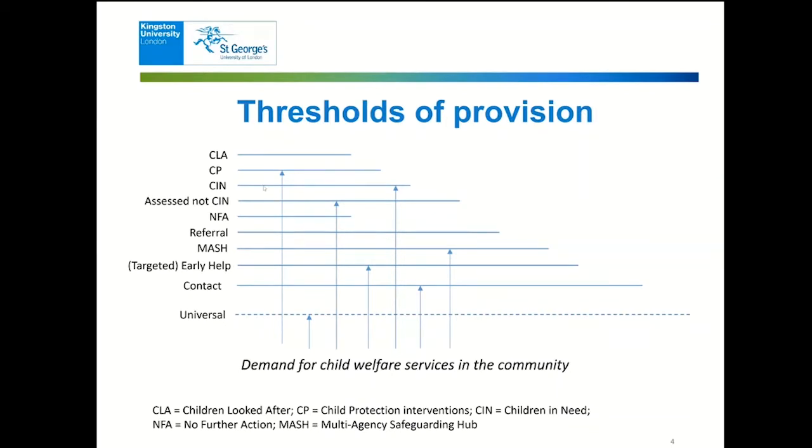Some referrals go straight through into child protection procedures, or other children receive child protection procedures as children in need. So that may consist of an investigation or a child protection conference, or for a small minority of children may receive child protection plans. And then at the top of this pyramid, if you like, are a very small number of children who are accommodated in care and receive services within the care system. So you can imagine this as a filtering and a progression of children and of referrals through a series of thresholds. So this is important for what we will come to shortly.